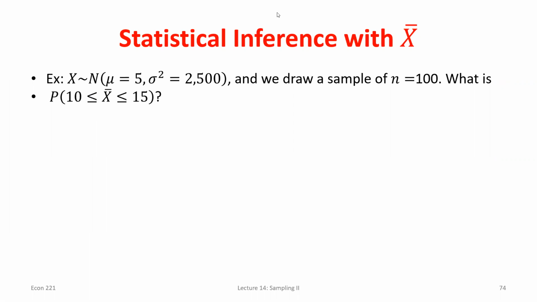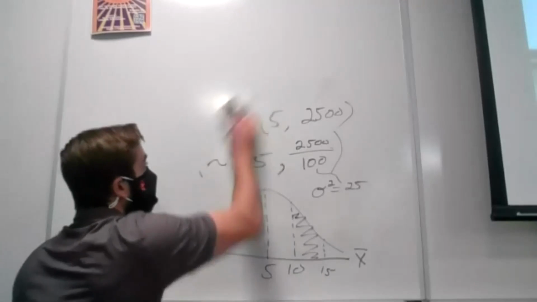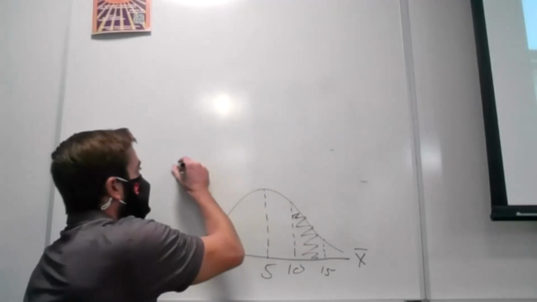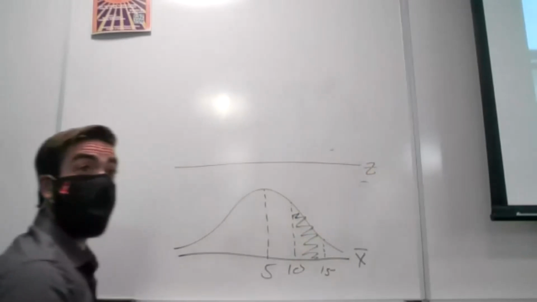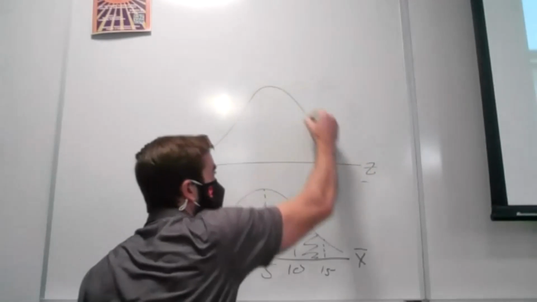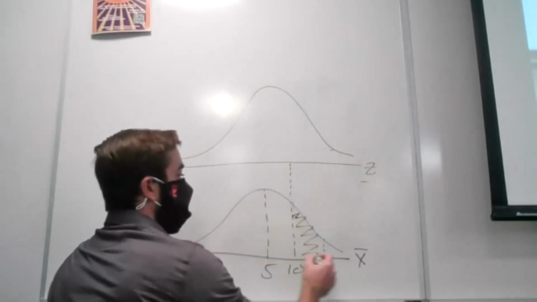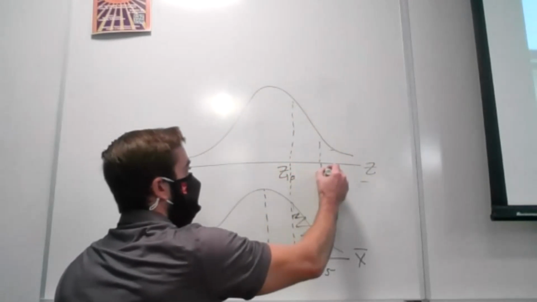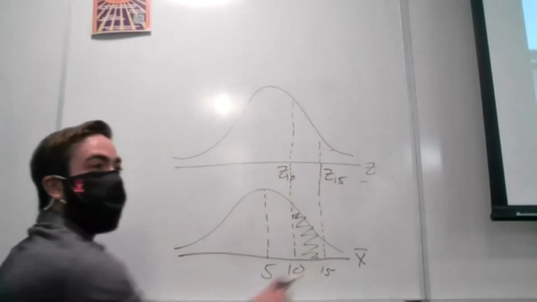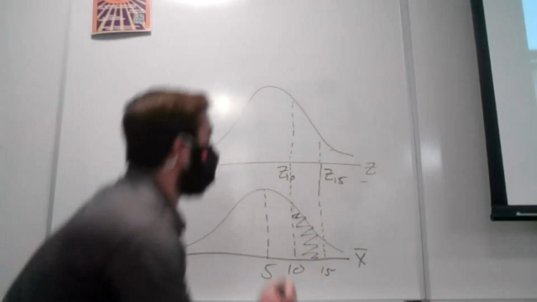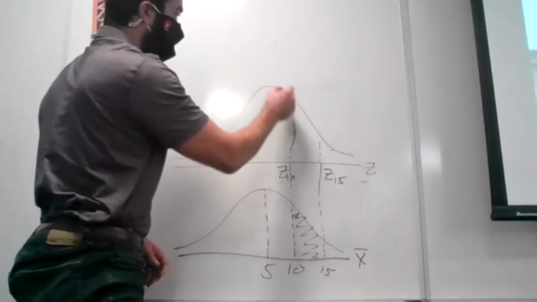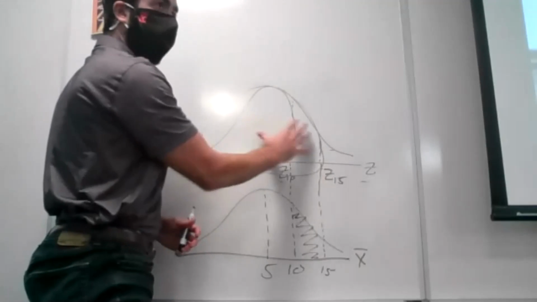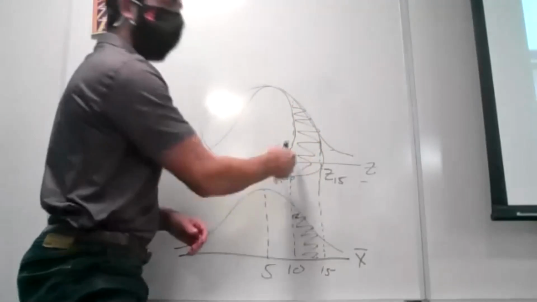Usually I would draw this underneath, but we can draw it above, it's fine. Anytime we have a normally distributed variable, we can map those onto z-scores. So I want to find the z-score for 10 and the z-score for 15. I could then look up this z-score in the table and it would give me this area. If I look this other z-score up in the table, it gives me this area. If I subtract the smaller from the larger one, I'm just left with what I originally wanted.